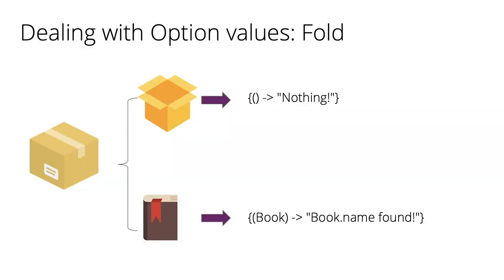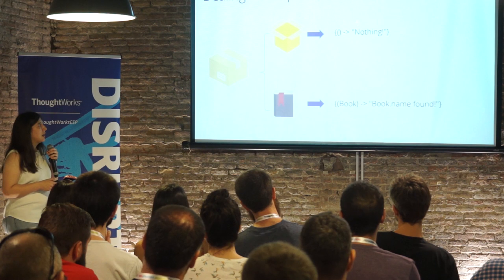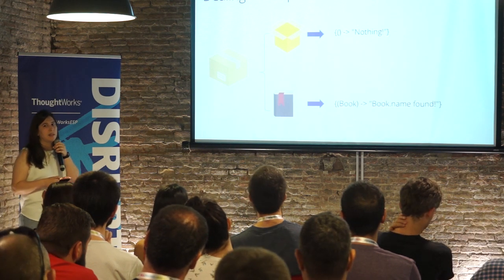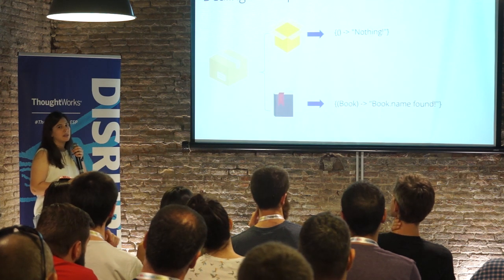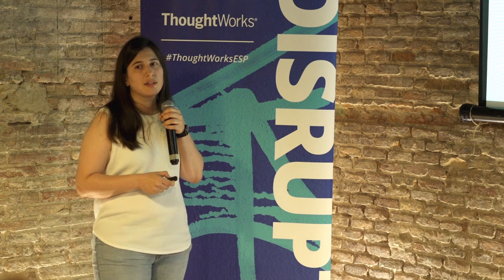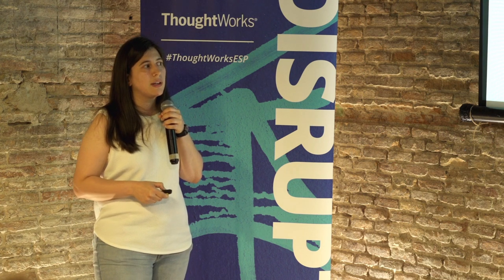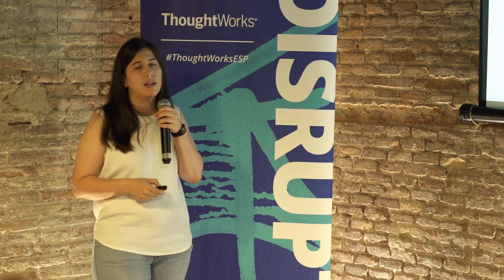Another way, besides pattern matching, to deal with these Option values is the function fold. But I want to explain more how we are dealing with this type of values. So imagine that an Option is like a box. And if the box is empty, in this case it's None, we are going to apply this lambda function that doesn't receive any parameter. And if the box has a book, we are going to apply this other lambda expression that is going to print the name of the book.